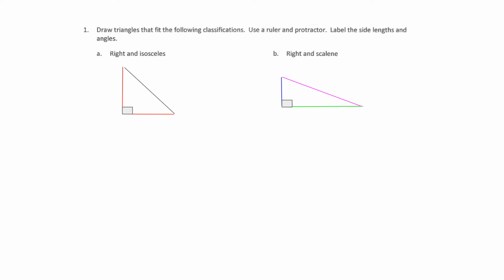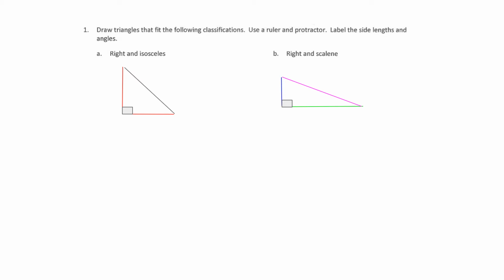So, draw triangles that fit the following classifications. Use a ruler and a protractor. Label the side lengths and angles. Now, I did this in PowerPoint, so I could not measure the sides. But you are going to need to label the lengths of the sides to show that they're equal.